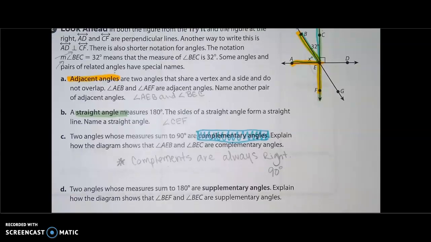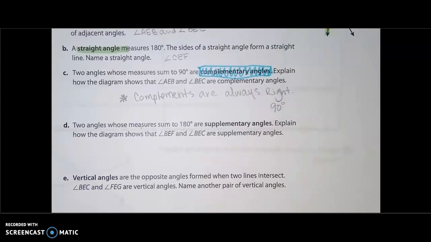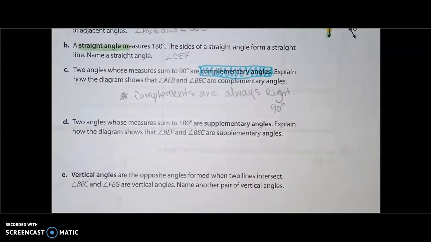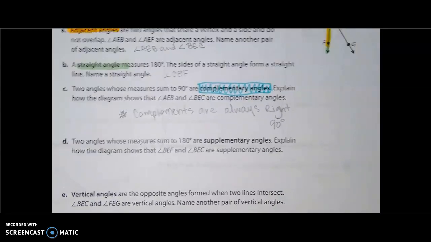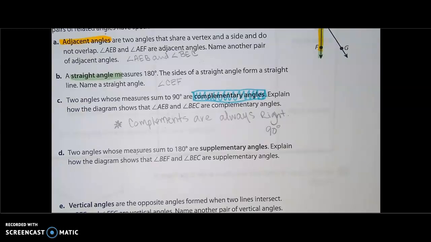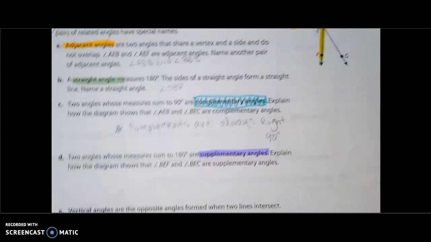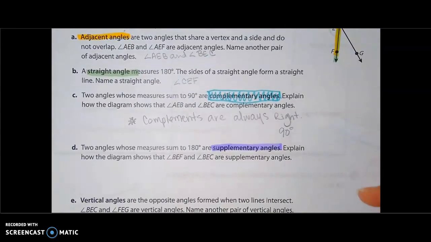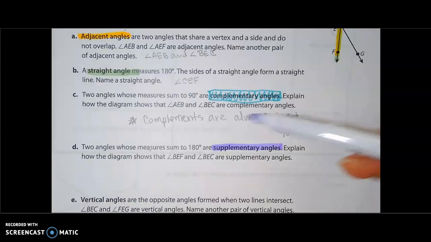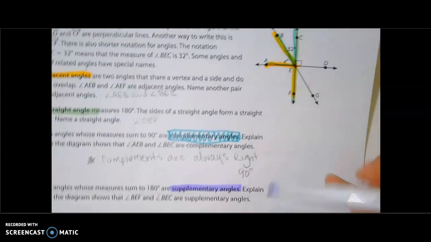Okay, so then our next one is two angles whose measures sum to 180 are supplementary angles. Let's see, I don't have purple yet. So supplementary angles add to 180. And there's no cute little saying, so if they're not complements being right, then there's supplements that are double, right?